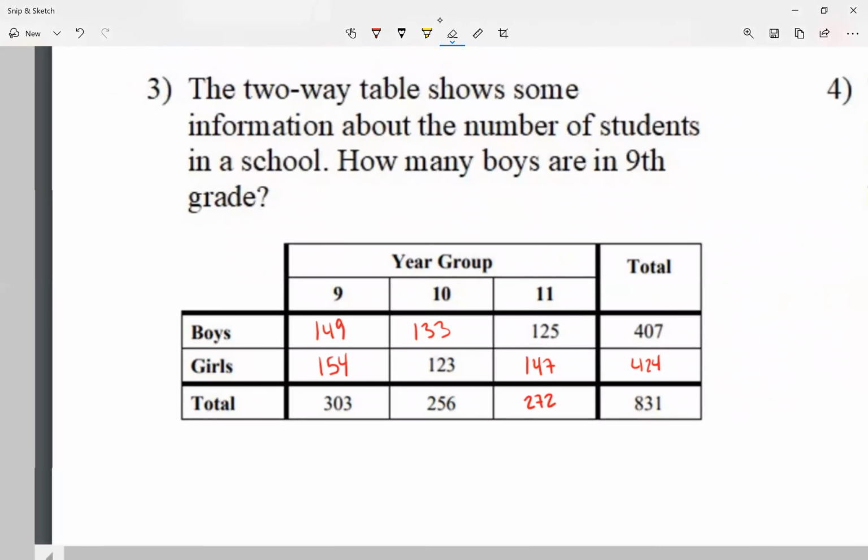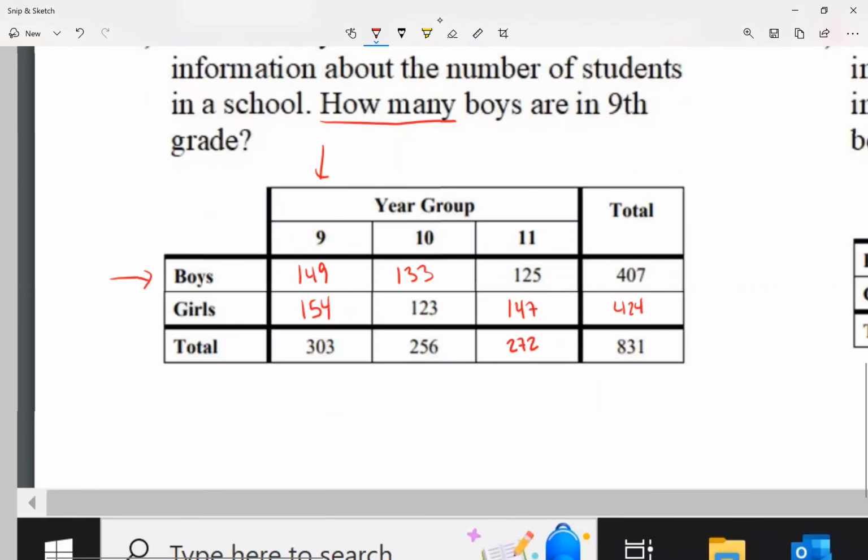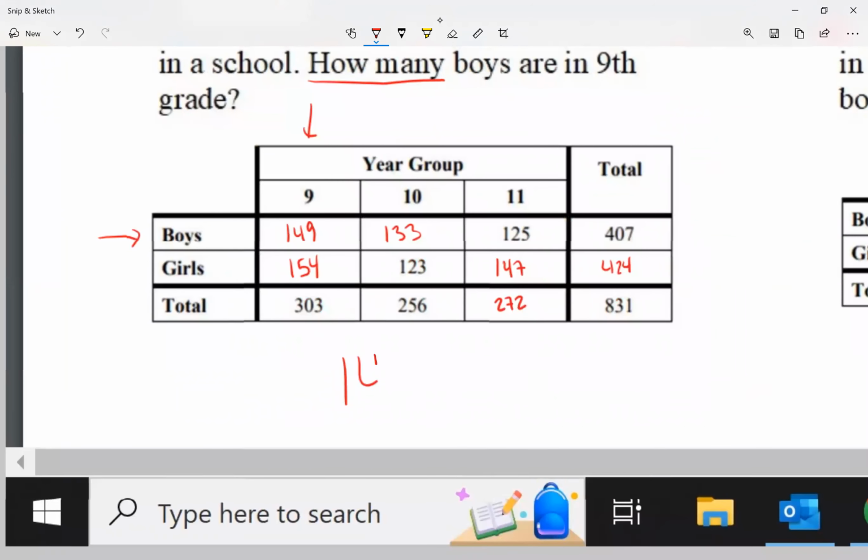All right, so let me come back to the question. How many boys are in ninth grade? Let me highlight. It's a how many type of question, so I'm expecting a number. I see information about boys. I see ninth grade. And my answer in this case will be 149. We can see there's 149 boys that are in ninth grade.